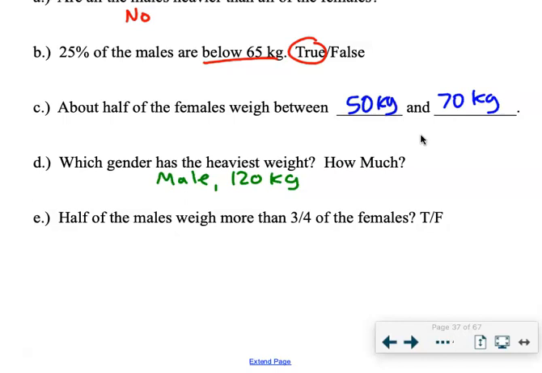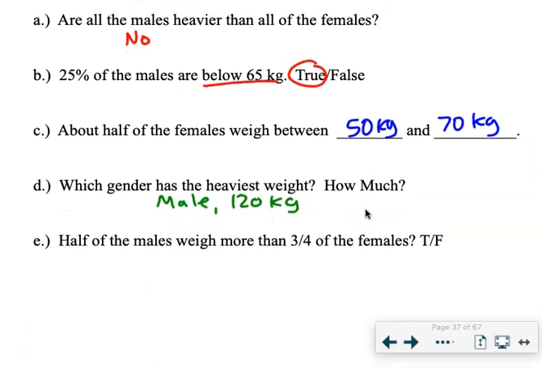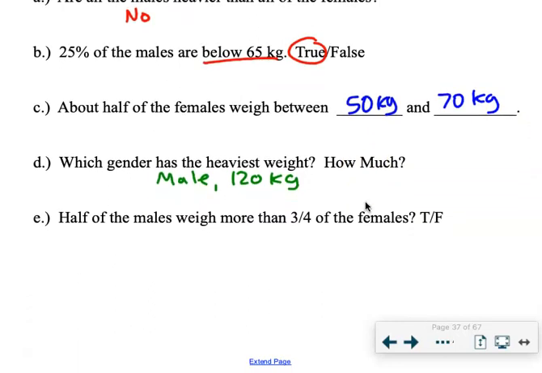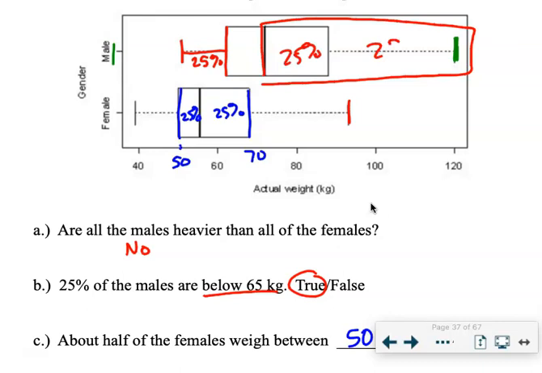Okay. Then one last true/false. Half of the males weigh more than 3/4 of the females. Okay, true or false? Half of the males would be 50%. Weigh more than 3/4 would be 75% of the females. We gotta see if that's true. So we gotta look at the upper half of males. The upper half of the males is right here, because this is 25% and this is 25%.